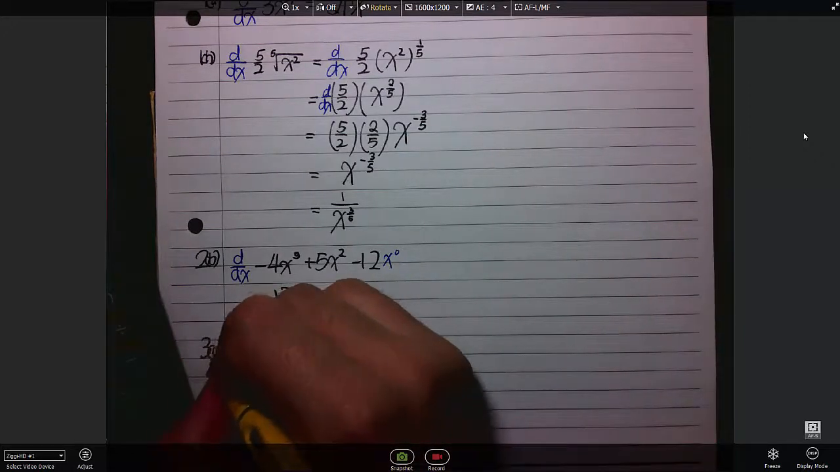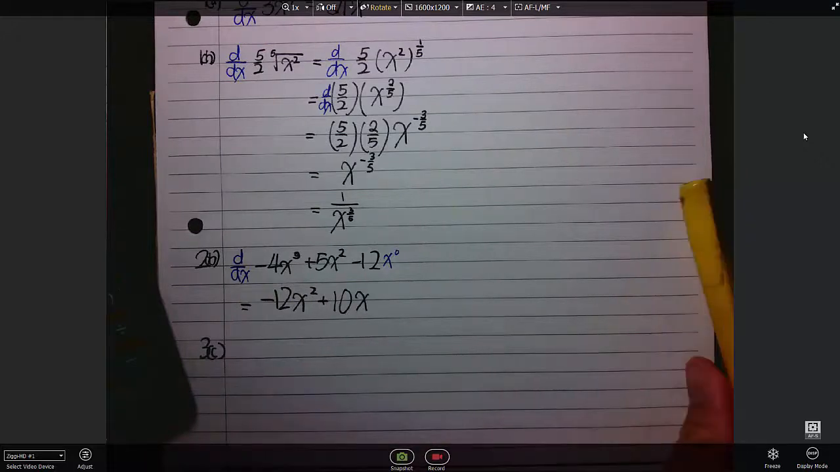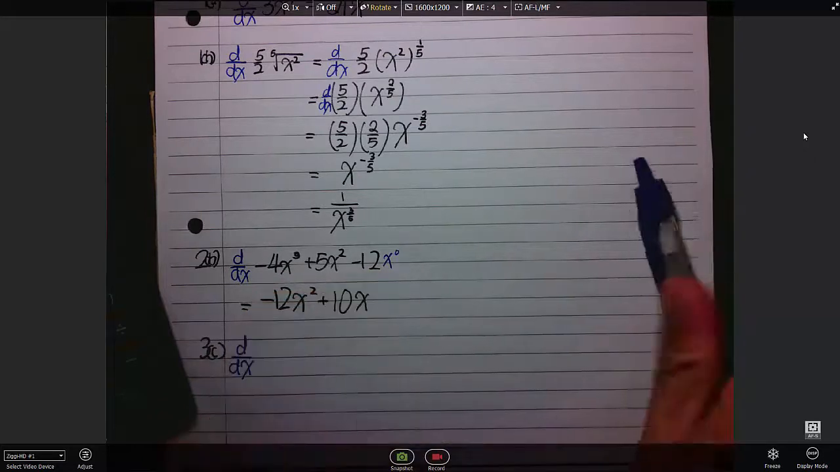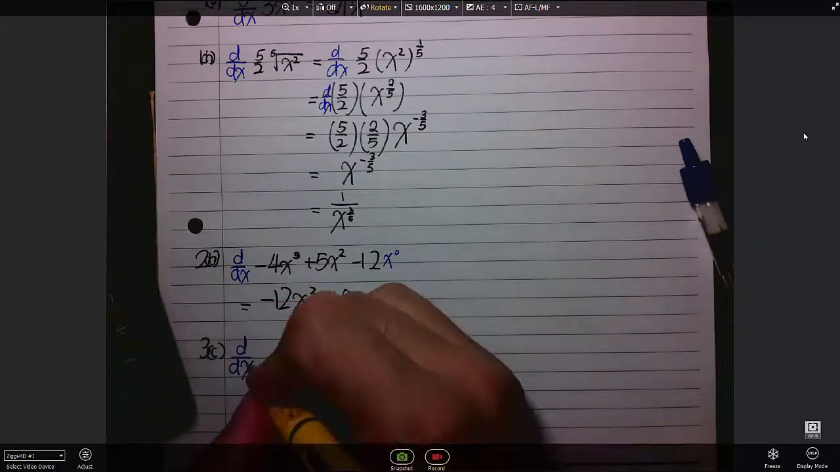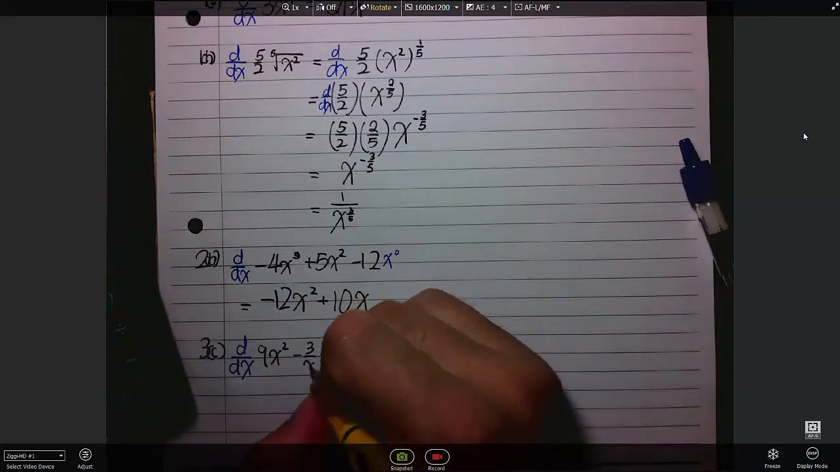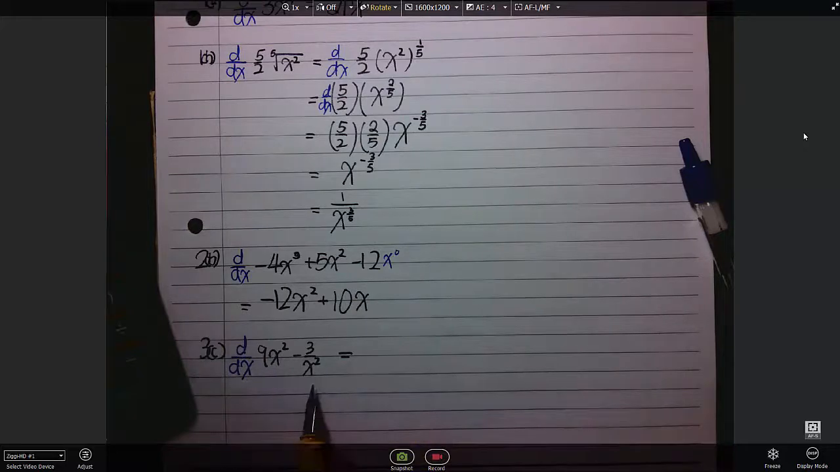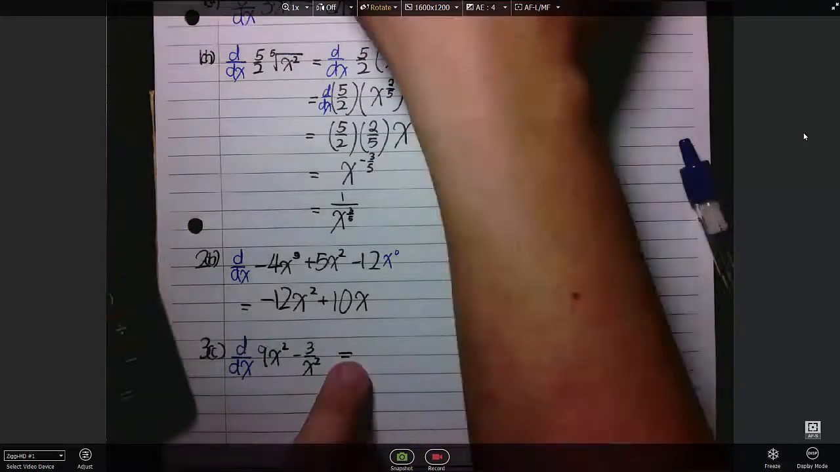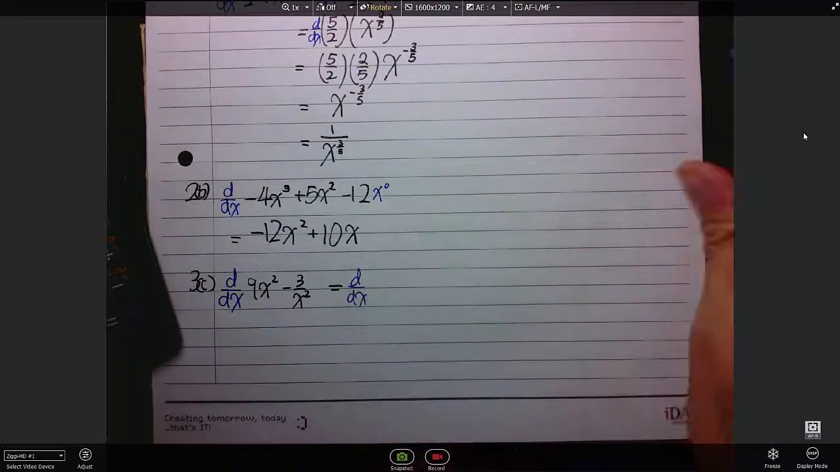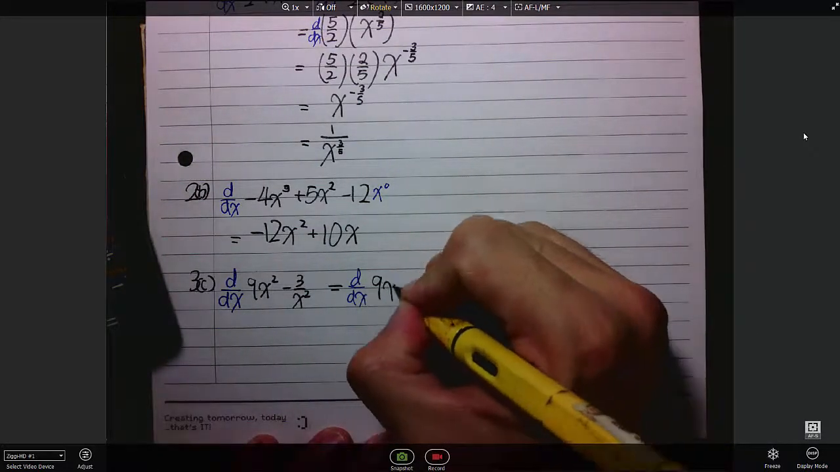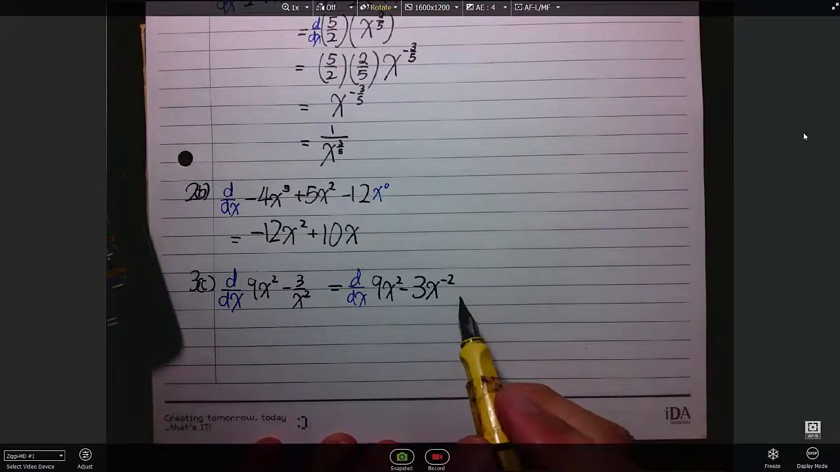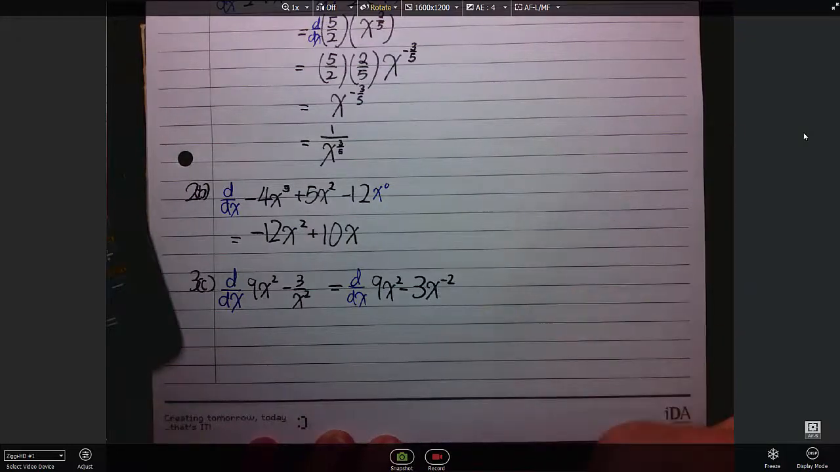Next one, I will cover 3c. 3c, again, they tell us to differentiate with respect to x, 9x squared minus 3 over x squared. Here is where we have to manipulate a bit because of this x squared over here. So what I do simply is this. I will differentiate with respect to x. I rewrite this as 9x squared minus 3x to the power of negative 2, expressing it in negative index form so that the x is in the numerator.